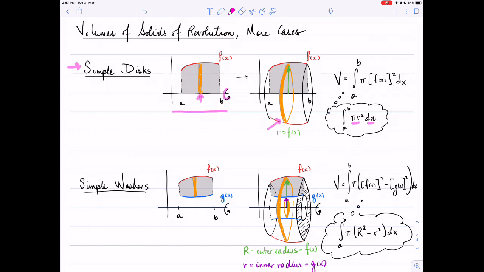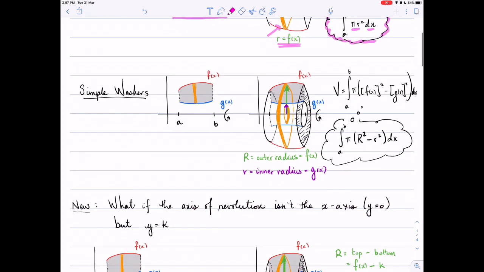And the formula that we came up with for this situation is right here, the integral from a to b of pi f of x squared dx, but it's typically more helpful to think of it in terms of this formula here, pi r squared dx, where the radius is the function value.